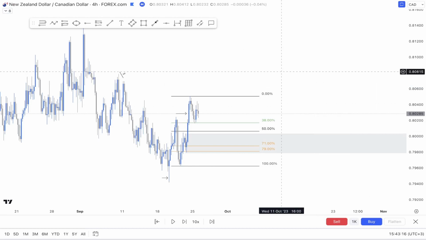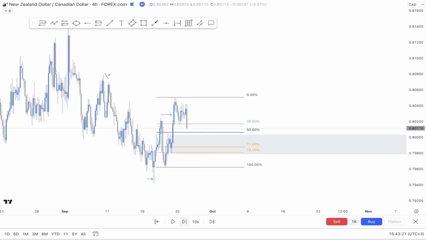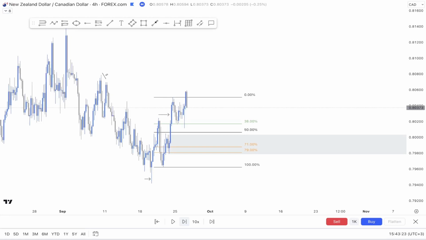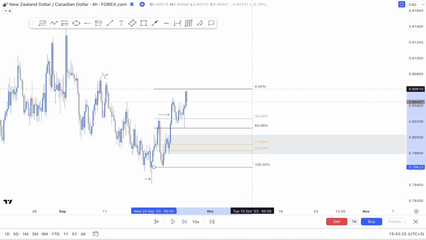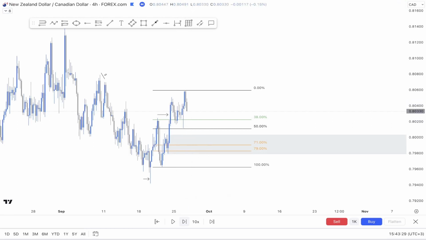All right, so back to what we were discussing. Let's play the price. Now we can adjust the fib and we can see that the price action has been pretty corrective. It's not a straight move.